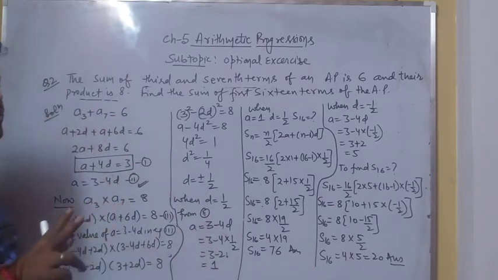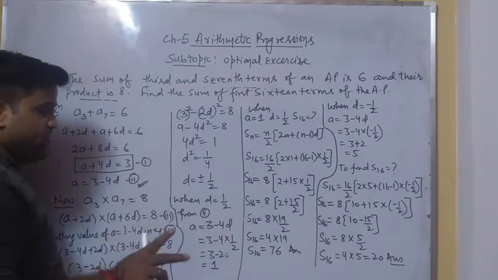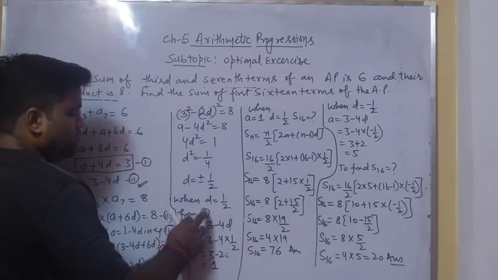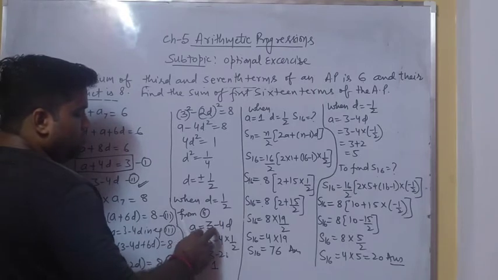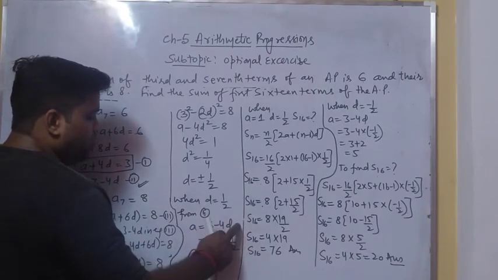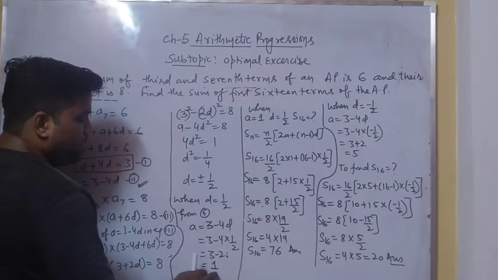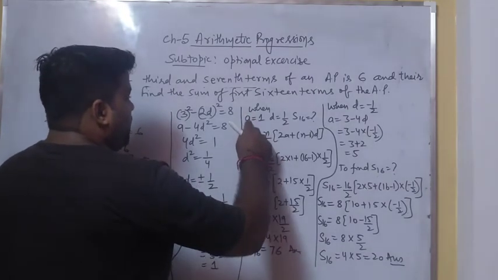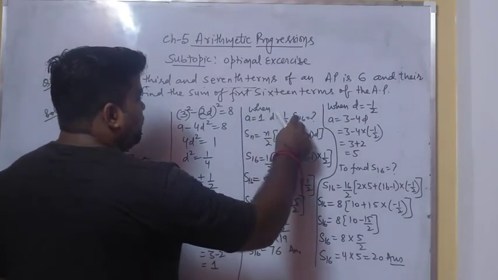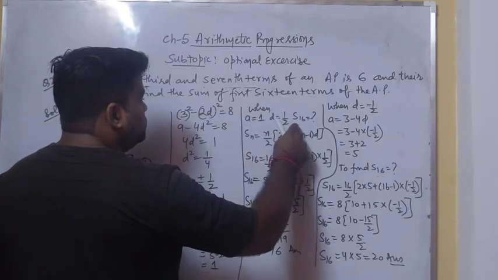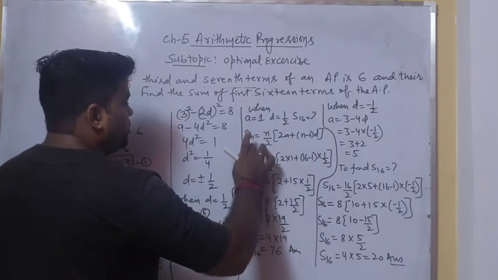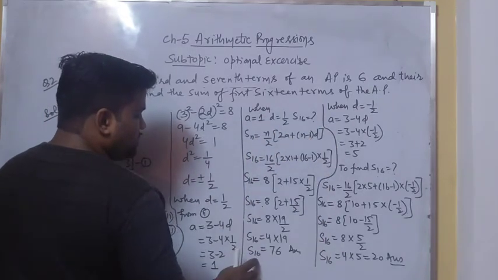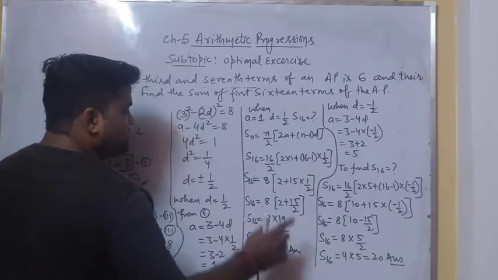So here we get two values of D, which are 1 by 2 and minus 1 by 2. When we take D equal to 1 by 2, from equation second we have A equal to 3 minus 4D. On putting the value of D equal to 1 by 2 in that equation, we get the value of A equal to 1 after solving. As we have found A equal to 1 and D equal to 1 by 2, we have to find the sum of 16 terms on these values. We know that the sum of n terms of an AP is given by n by 2 bracket 2A plus n minus 1 into D. On putting all the values, we get the sum of 16 terms equal to 76.